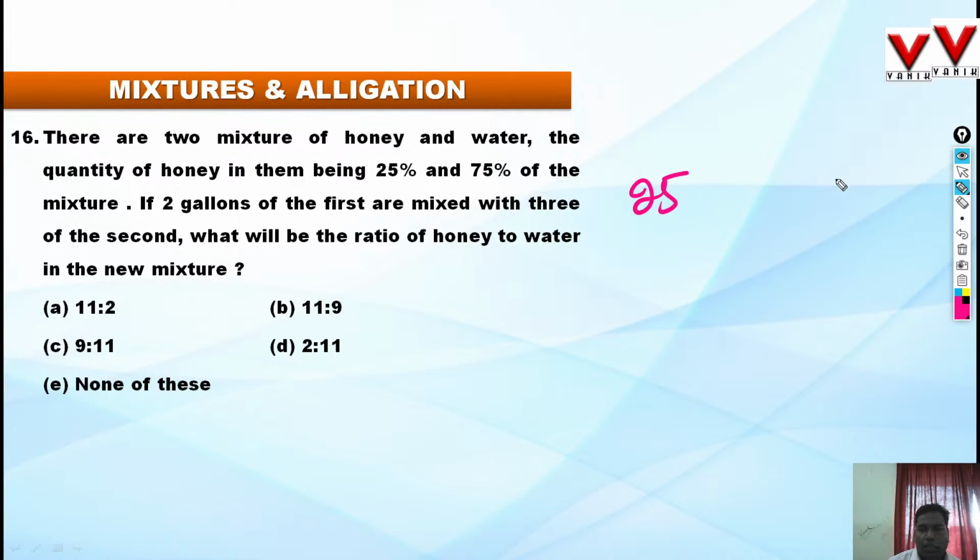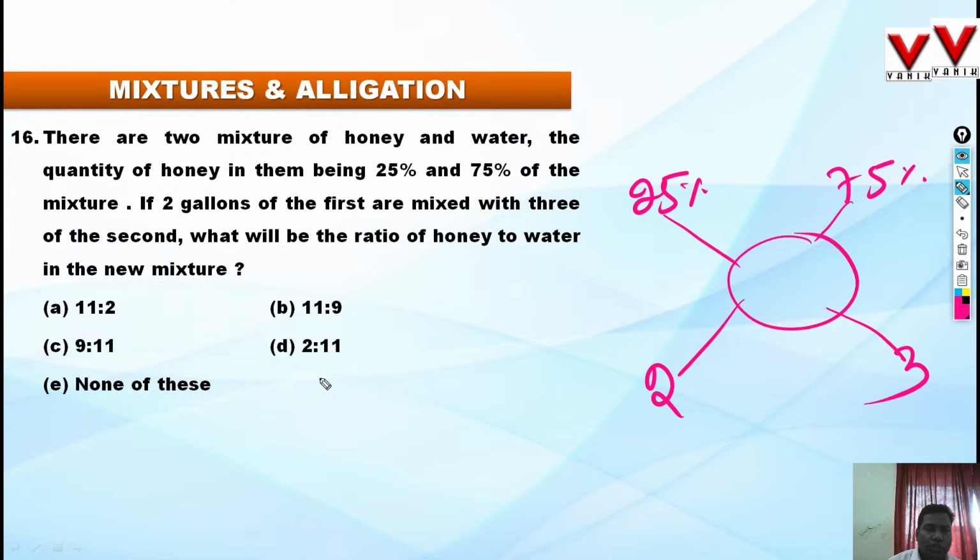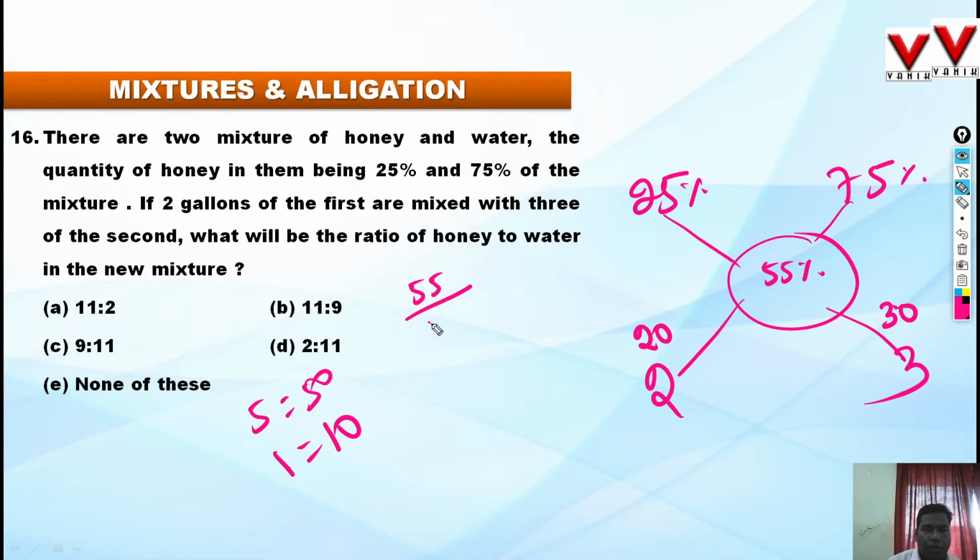Honey 25%, water 75%. If 2 gallons of the first are mixed with 3 of the second, 2 and 3, what will be the ratio of honey to water? 75 minus 25, it is your 50. 2 is to 3, 5 is equal to 50, 1 is equal to 10, then 2 is equal to 20, then 3 is equal to 30. 30 plus 25, 55%. 55 by 45. 55% is honey, 45% is water, so 11 is to 9. Clear? Next number, question number 17.